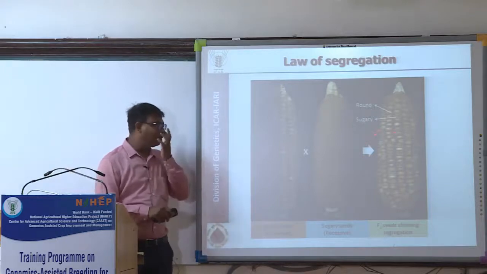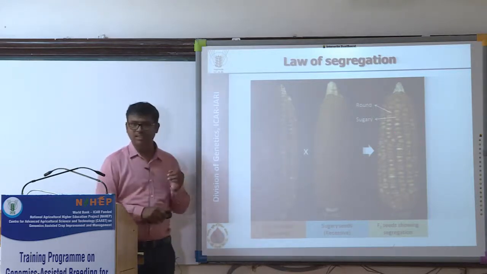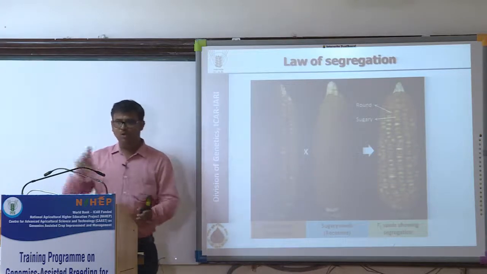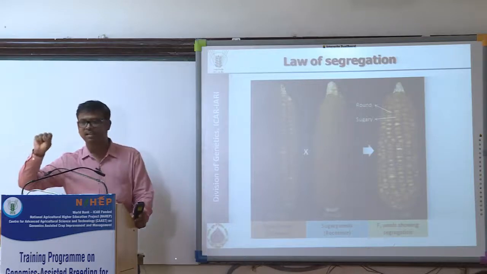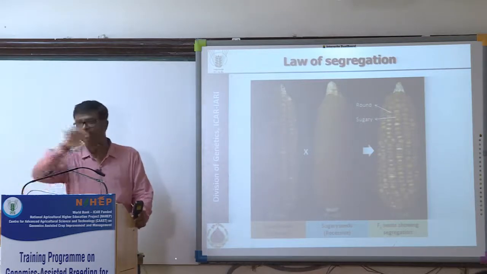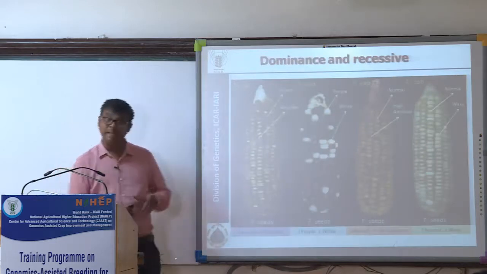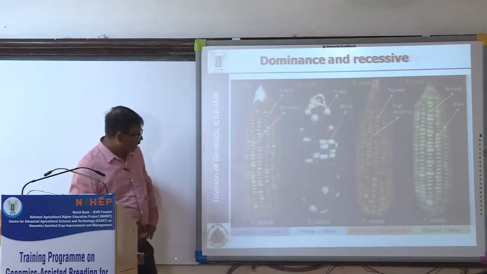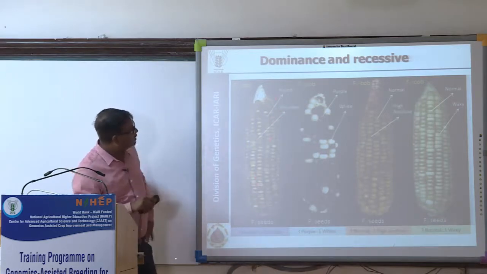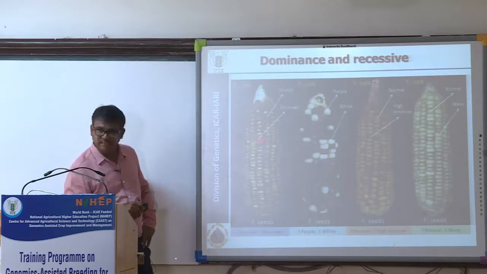So the round ones are what? AA or Aa, and the sugary ones are aa. So with one cob, you can very easily demonstrate Mendel's first law, that is the law of segregation, where dominance is operating, right? So this is one. Now look here, there are many examples. These are all F1 cobs, and the seeds are F2. Here it is normal versus shrunken. It is very clear, these are the shrunken seeds. It is again segregating 3:1.